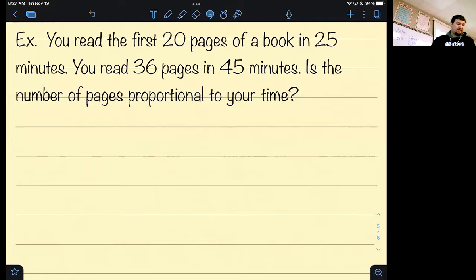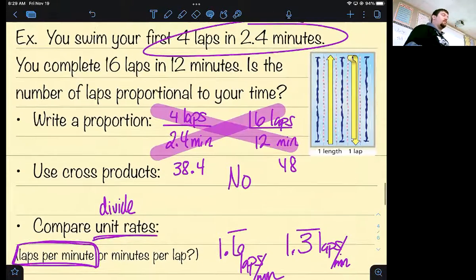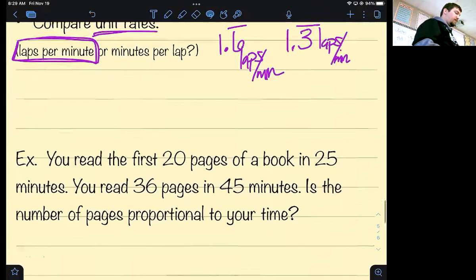Right, so it says you read the first 20 pages of a book in 25 minutes. This is the last question on 5.2 before we get to 5.4. And then it says you read 36 pages in 45 minutes. Is the number of pages proportional to your time? So just like the problem we did where we had to write down the ratios from the pool, we have to write the ratios down from our book reading.